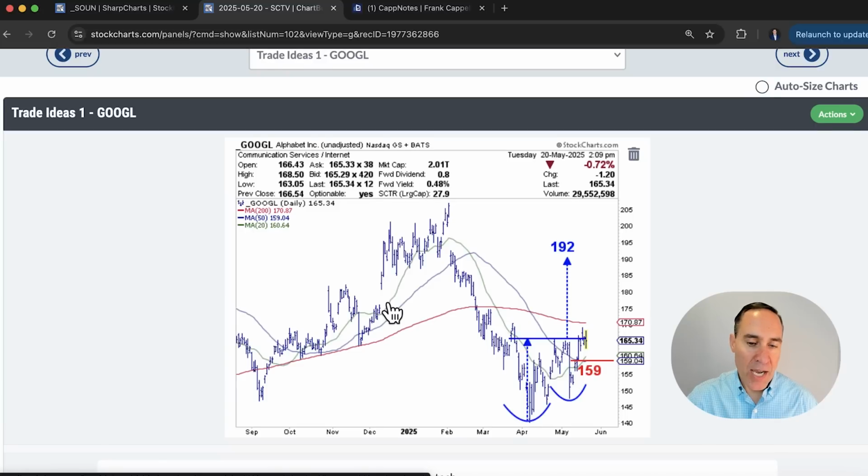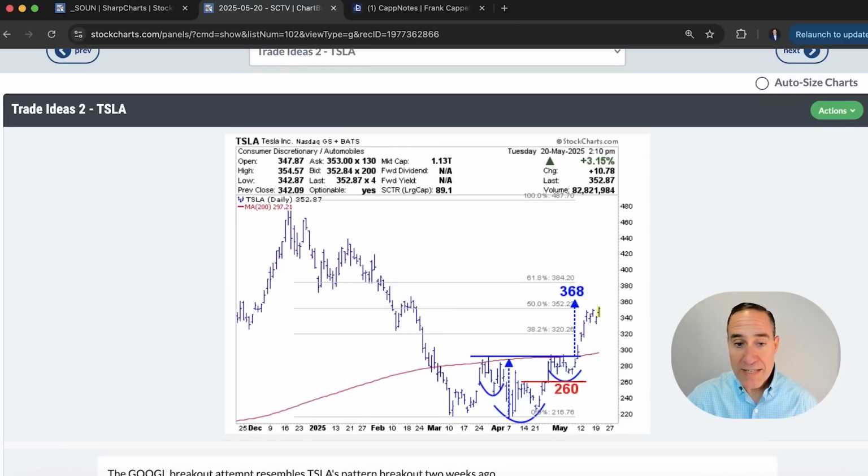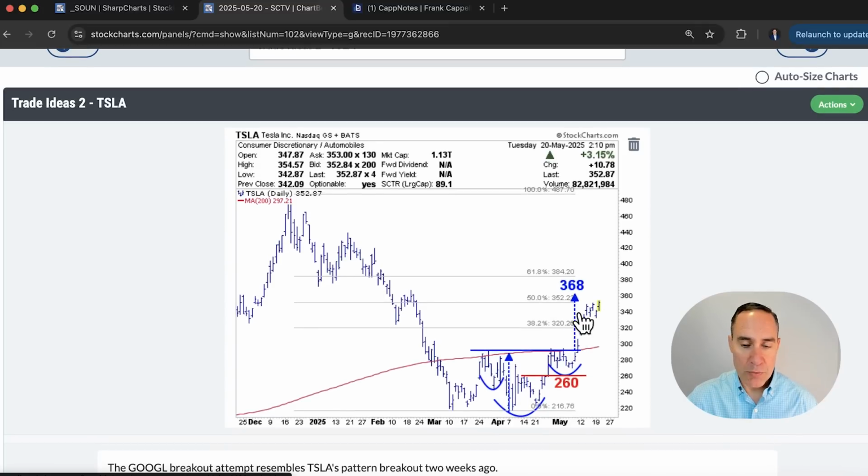Now, this caught my eye because it's a very similar setup to what Tesla looked like just a few weeks ago when we recommended it right before the breakout occurred, noting that there would be a target near 368, not quite there yet, but obviously Tesla continues to do well. And again, just like Alphabet or Google, the pattern was taking place right under a flat 200-day moving average.